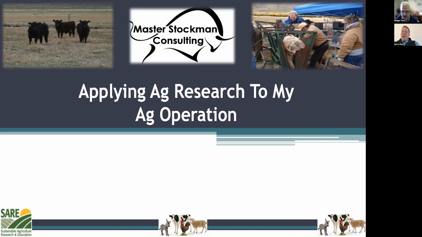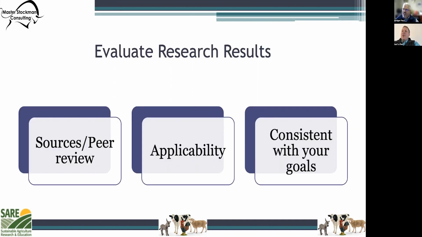My name is Barton Stam, and today I'll be talking to you about applying ag research to your ag operation. Many ag producers might be looking to ag research project results with the thought of applying those factors into their own operation because of research they've seen from others. And throughout this presentation, we'll look at how you might look at research to see if its results might benefit your operation. The first step is to evaluate the results of research you're looking at.